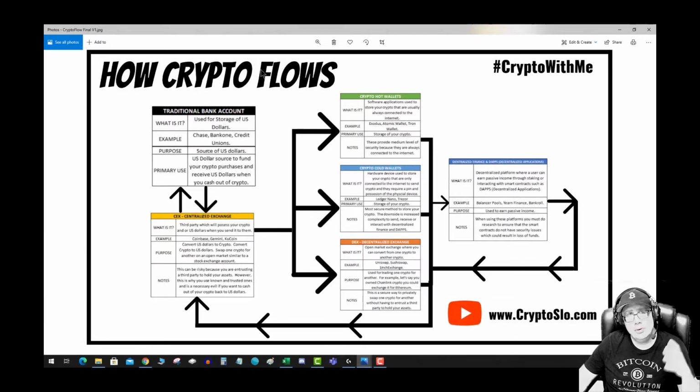So this is the big overview, and then we're going to look at each item individually. First, we have the traditional bank account. Then we have what is called a CEX, Centralized Exchange, crypto hot wallets, crypto cold wallets, Decentralized Exchange, decentralized finance, and dApps, which are decentralized applications. First and foremost, let's talk about the traditional bank account.